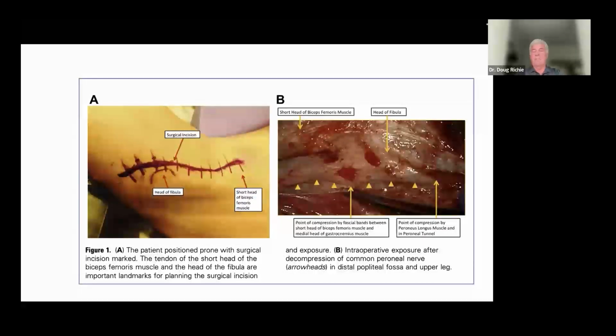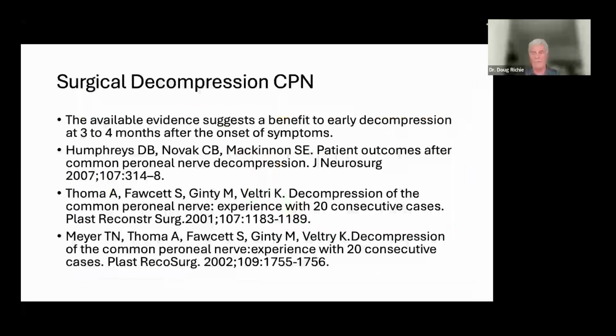If the condition is not resolving with removal of those postural aggravations, surgical intervention to decompress the common peroneal nerve has a pretty high success rate. The literature reports very favorable results with decompression of the common peroneal nerve, which involves releasing the fascia of the medial head of the gastroc, the lateral head of the gastroc, as well as the biceps femoris tendon and fascia around the nerve.